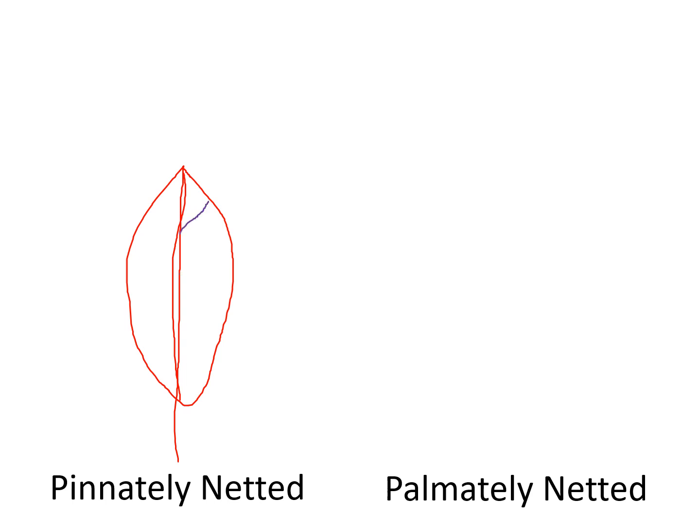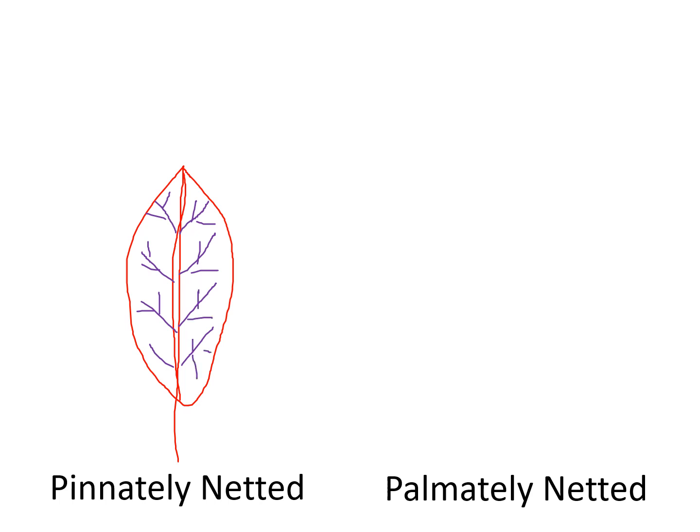So here you can see how different pinnately netted and palmately netted are. This is the petiole and this is the leaf blade. You can see here this is the midrib. The midrib is the primary vein and the secondary veins develop along the midrib like this, and they also have a third and a fourth vein like this, like a net.